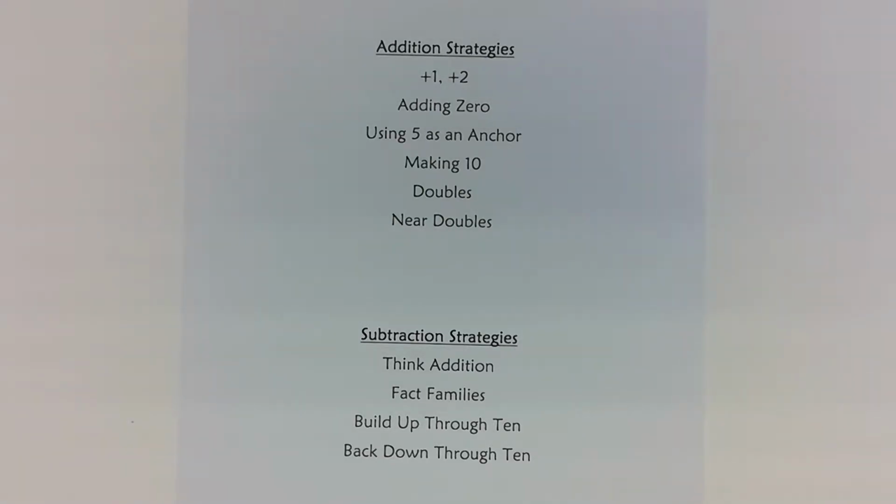We're going to specifically talk about the importance of the benchmarks, which is using 5 as an anchor and making 10, using 5 and 10 as benchmarks. Subtraction strategies are going to be think addition, fact families, build up through 10, and back down through 10. You can find more information on the instructional talk pages about each of these different strategies. We're just going to really focus on the two that are really important and vital for later on when the students are doing more than just fact addition, where they're adding things like 37 plus 28 or something like that. They can use these benchmarks, using 5 and making 10, to help them.